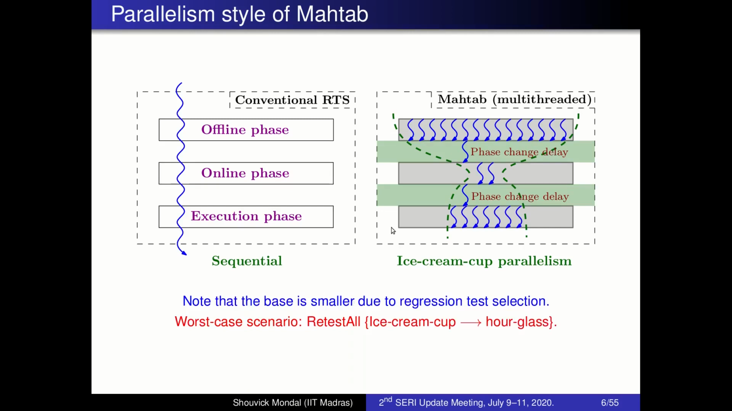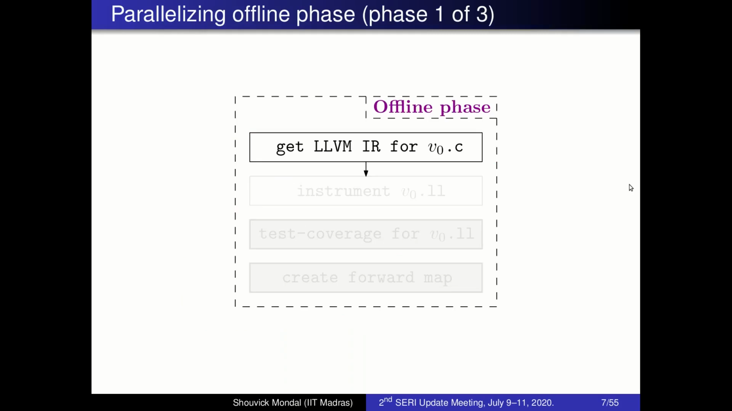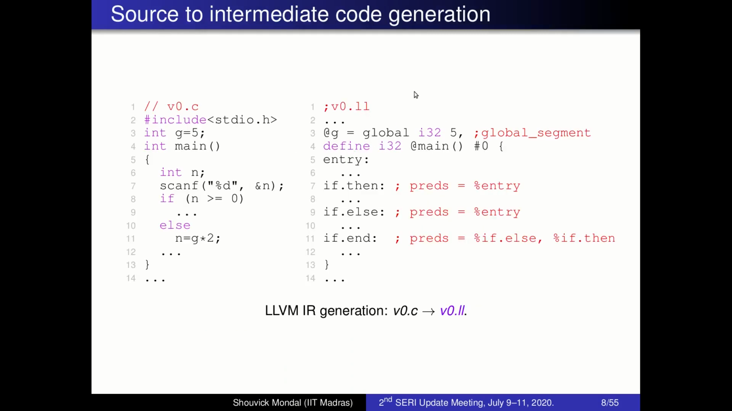In the worst case scenario, when all test cases are selected, retest all, this ice cream cup will turn into an hourglass, like this base will be of the same width as the upper one. So the offline phase, this is the non-instrumented version. So, for every global variable in the LLVM-IR, the global segment comes before any function names begin. Entry, if then, if else, followed by this colon, is the name of a basic block, and this semicolon in red, the red ones are the comments.